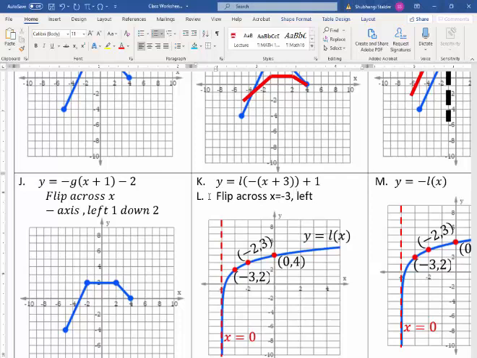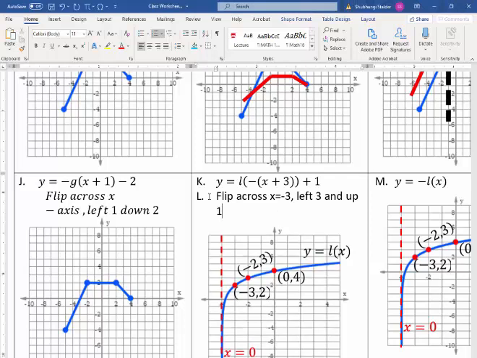left 3, and up 1, right? Yeah. Everybody okay with that? Questions here? Do you want me to draw it, or are you okay? I want to write that down. Yeah. Flip across x equals -3, left 3, and up 1. It might help if people wrote it down like that, because then even if your graph didn't quite become correct, I will know what you tried to do.